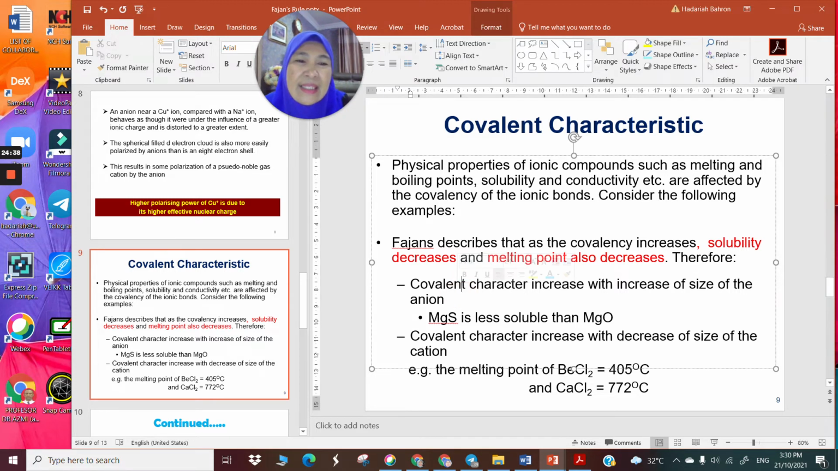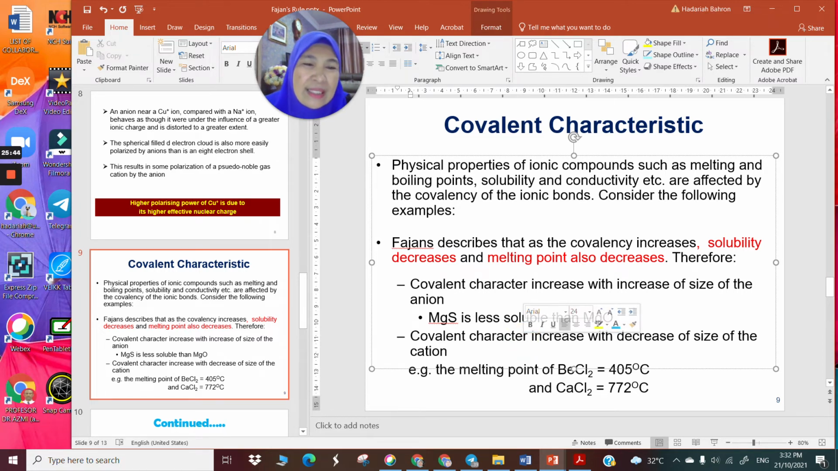Therefore, covalent character increases with increasing size of the anion. Now, if you compare the anion of sulfur with the anion of oxygen, we know that sulfur is bigger than oxygen. So MgS is less soluble than MgO. If you keep magnesium constant, combine it with sulfur and with oxygen, and compare the solubility, it is always MgO more soluble than MgS, because solubility is the characteristic of ionic compounds, whereas non-solubility is the characteristic of covalent. So anything with high covalency will be less soluble. So MgS, because of the large size and high polarizability of sulfur, will be less soluble than MgO.